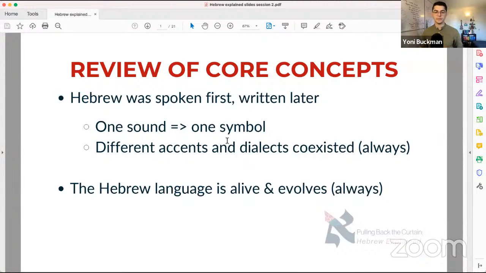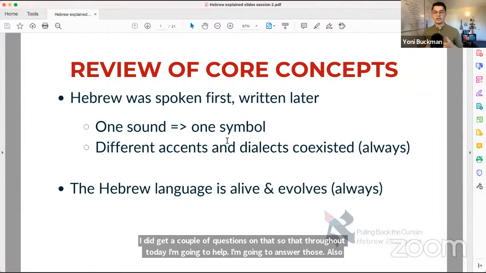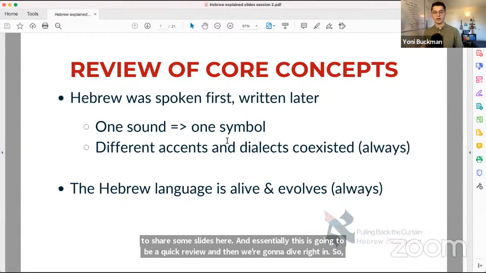we've done. So I'm going to share some slides here. Essentially, this is going to be a quick review, and then we're going to dive right in. Last week we talked about how understanding the nature of Hebrew and the development of Hebrew is really helpful in understanding its rules. Hebrew is not arbitrary, especially when you get into older versions of Hebrew, like biblical Hebrew. It's really useful to understand that people spoke this language and then writing was developed.